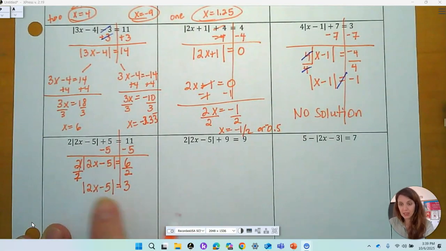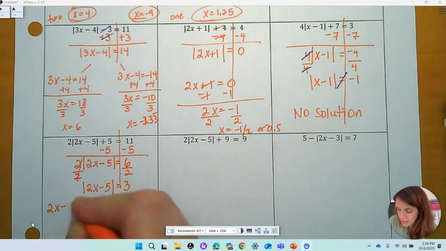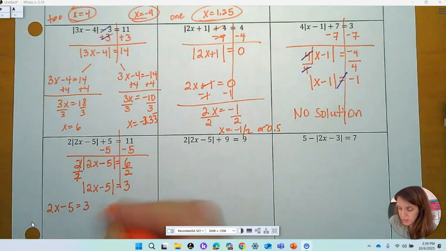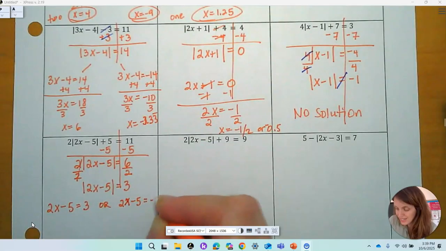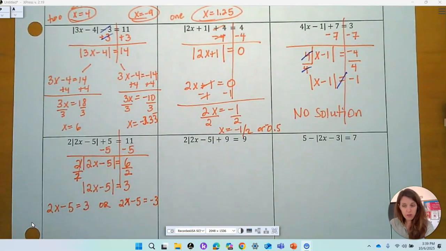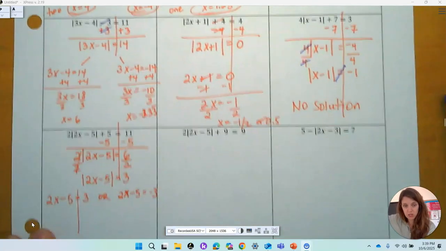At this point, I look at the absolute value. It is all by itself, and it is equal to 3. That's a positive number. If it's a positive number, there's 2 options. It could be equal to positive 3, or it could be equal to negative 3. I can solve those 2 little equations to find my 2 answers.